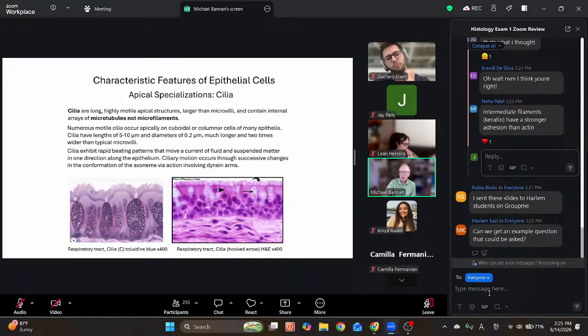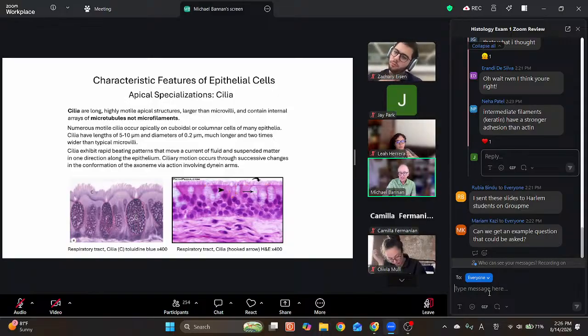So if we give you a picture of an epithelium and you can see these hair-like projections on the surface, they are not microvilli. If you can see them like this and they're this distinct, they're either cilia or the other one we're going to show you in a minute, stereocilia. But cilia are much more distinct, and I think much easier to see than stereocilia.